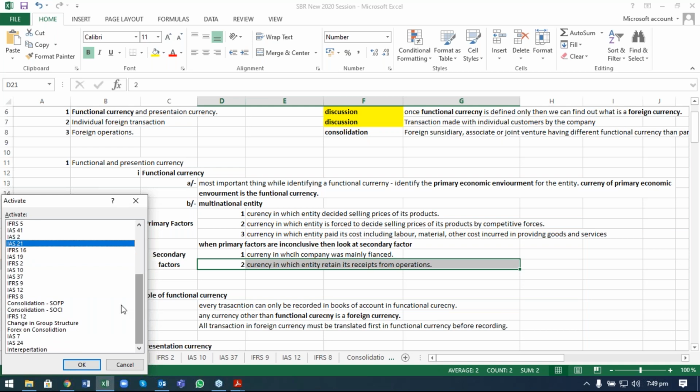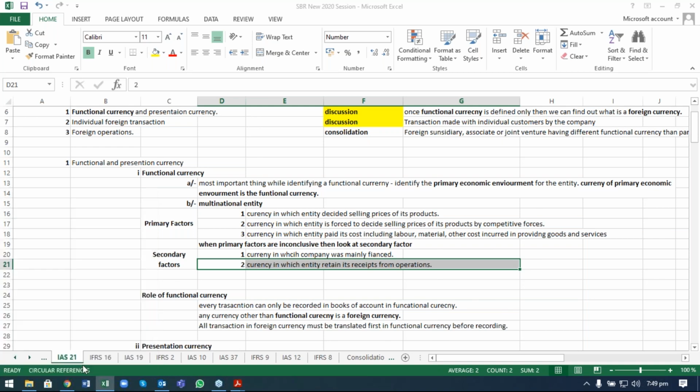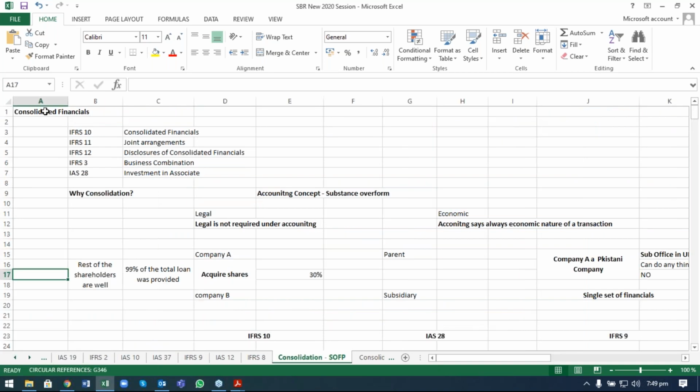So here comes the consolidated statement of financial position. I'm just going through the consolidated financial statement very quickly. I'll be looking into any questions if there are any.